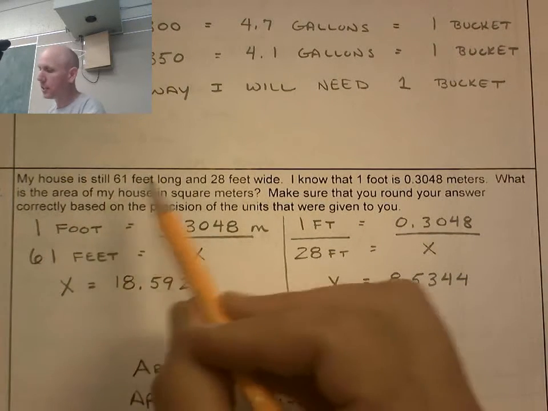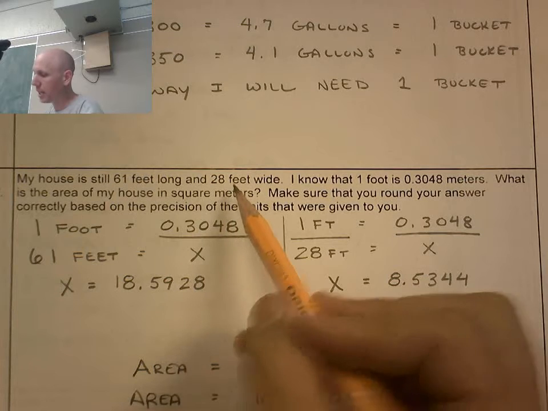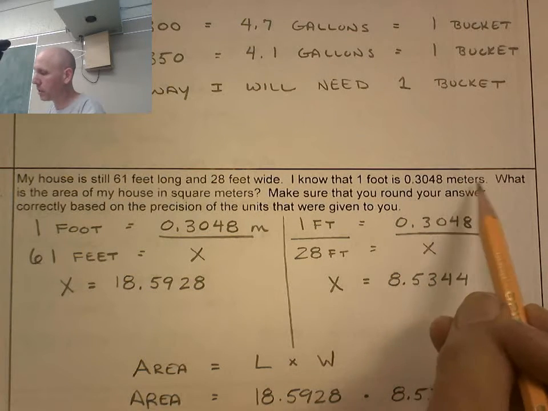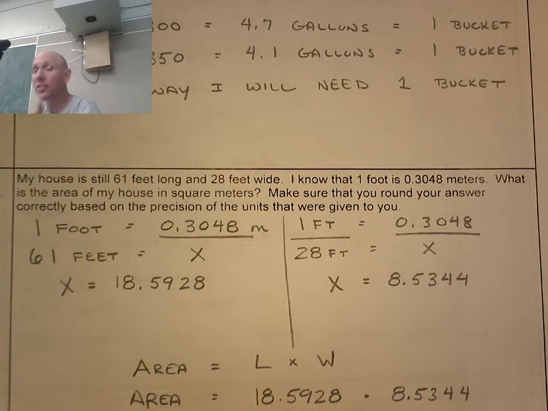Okay, my house is still 61 feet long and 28 feet wide. I know that 1 foot is equivalent to 0.3048 meters. What is the area of my house in square meters? Make sure that you round your answer correctly based on the precision of the units that were given to you.